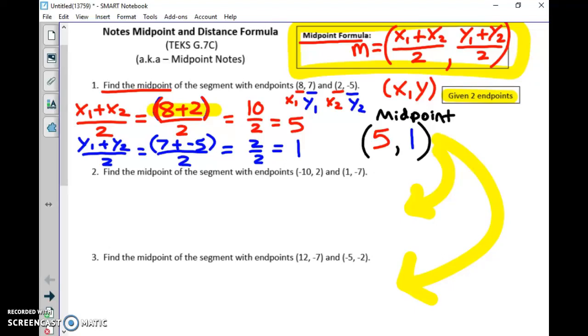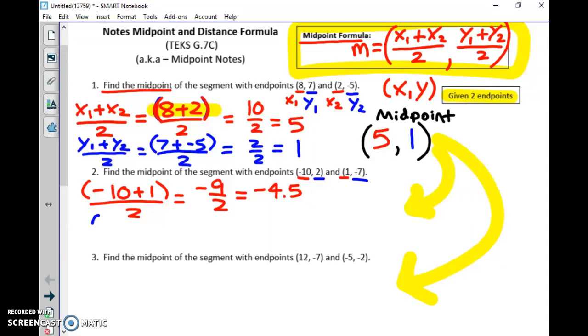So continuing on with the notes, we are going to find the midpoint on number 2. We are going to find our x values, add them up in parentheses like we said, and then divide by 2. So we should have gotten negative 9 over 2. And if you hit Control Enter on your Inspire calculator, you get negative 4.5. And for our y values, we're adding up our y's, 2 plus negative 7 in parentheses, dividing by 2. That's going to give us negative 5 over 2. And again, Control Enter will give you negative 2.5.